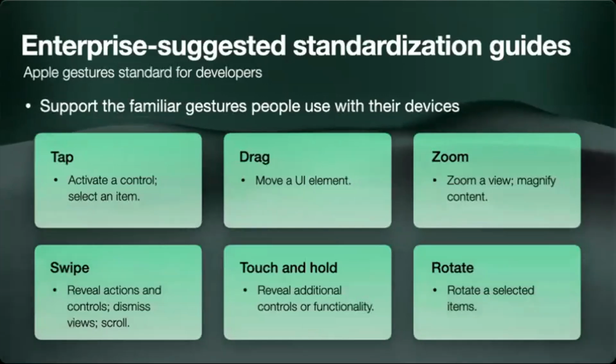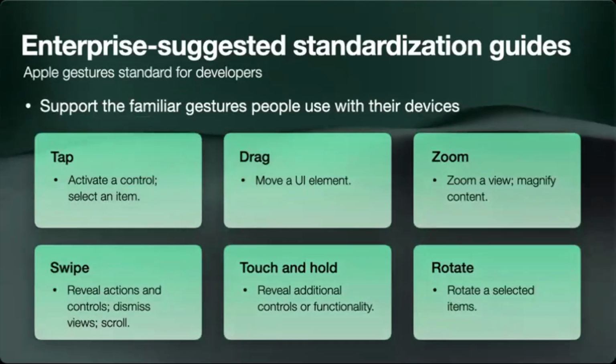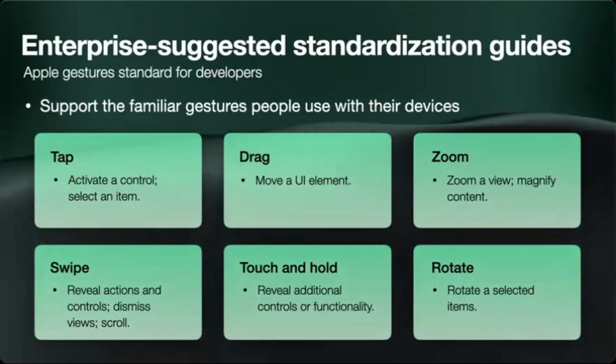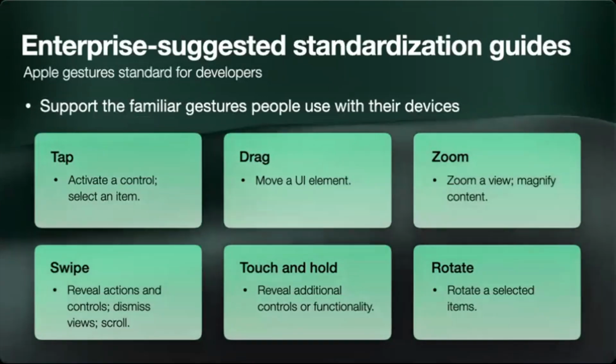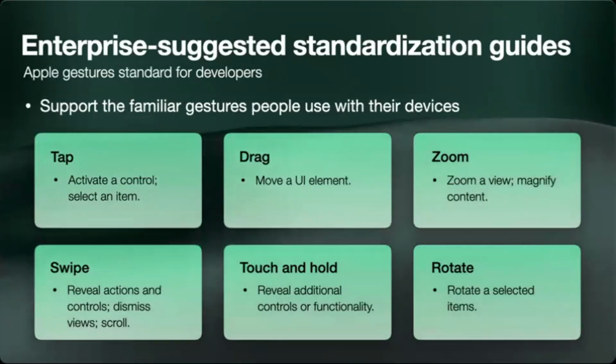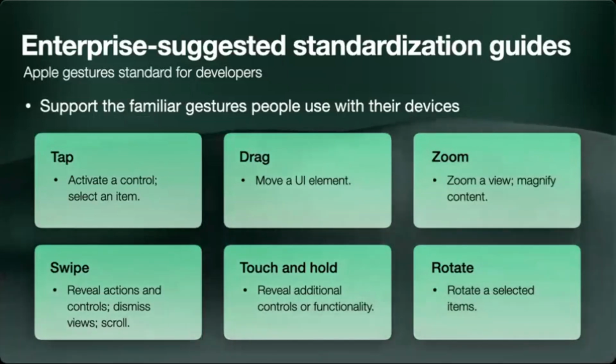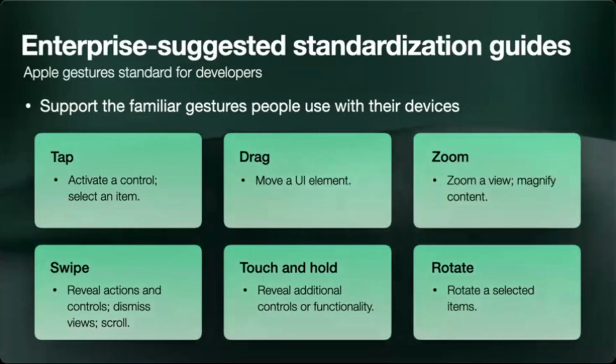Let's look at another set of guidelines provided by another company, Apple. Apple's guidelines emphasize gestures that feel natural to users. Tapping is the simplest gesture used to activate controls or select items, for example, tapping an icon to launch an application or pressing a button. Dragging lets users move UI elements around the screen, making it easy to rearrange contents or place items where needed.